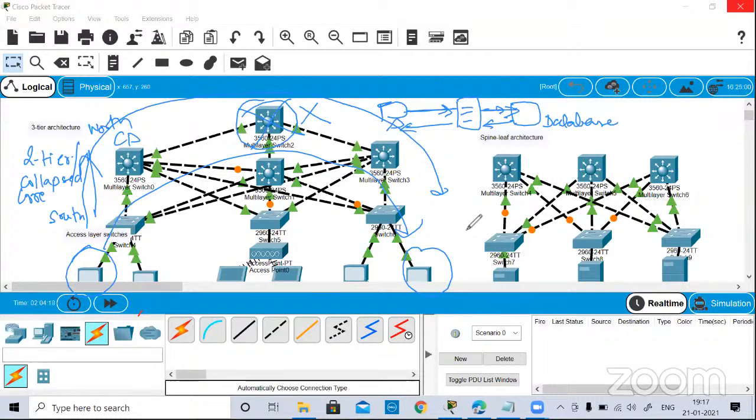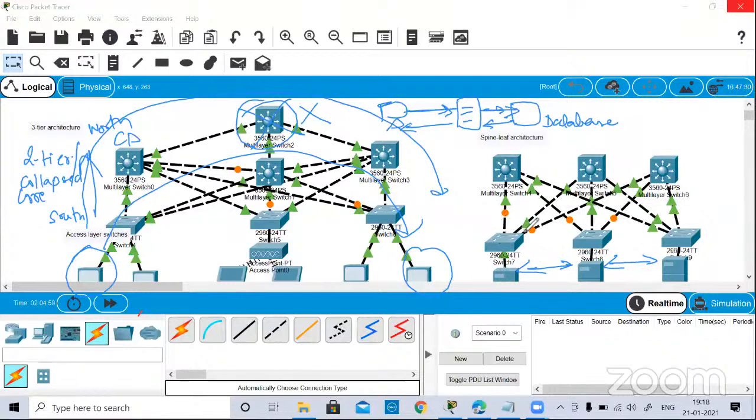So majorly the traffic flow is in the east-west direction. The traffic flow is not in the north-south or south-north direction. If this server wants to communicate to this server, there is an east-west flow of traffic, which was analyzed by people, that the traffic is mostly east-west. This architecture was developed in that regard: this is my application server, this is my database server, and I can have any other server, DNS server or hosting over here. So I am majorly moving in the east-west direction.